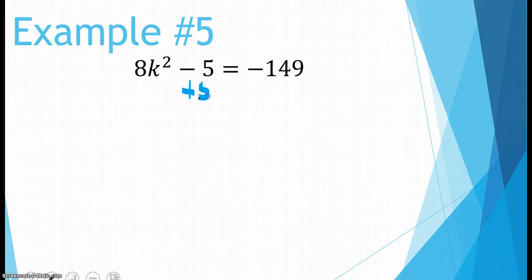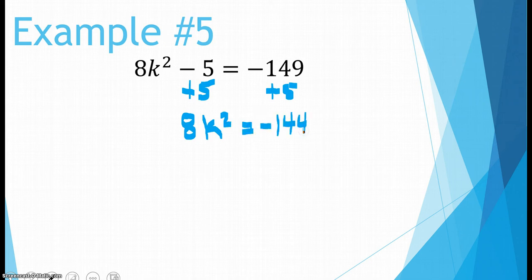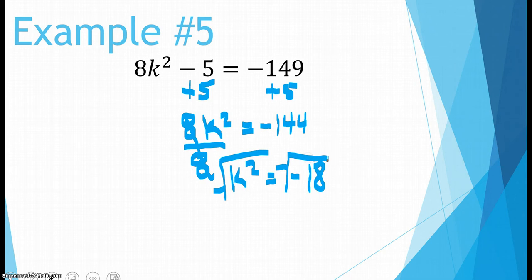Okay, let's try another one. So we're going to add 5 to both sides. Then you're left with 8k squared is equal to negative 144. Then I'm going to divide both sides by 8 to get k squared is equal to negative 18. Then I'm going to take the square root of both sides. Now be careful here, we can't have a negative under the radical, so I've got to take an i out. So now I have k is equal to plus or minus i square root of 18.